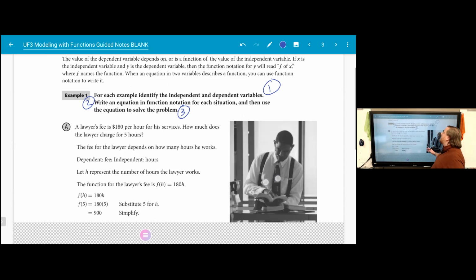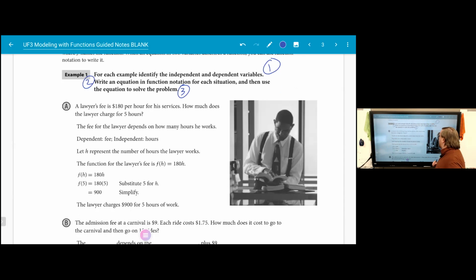A lawyer's fee is $180 per hour for his services. How much does he charge for 5 hours? Then identify the independent and dependent. Write the statement: the dependent depends on the independent. The blank depends on the blank. The fee for the lawyer, dependent, depends on how many hours he works.